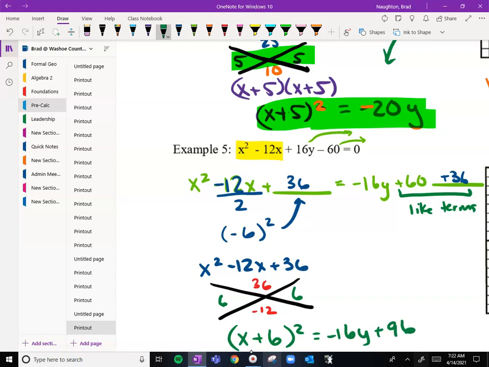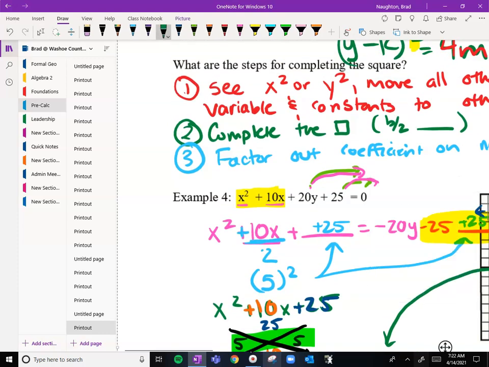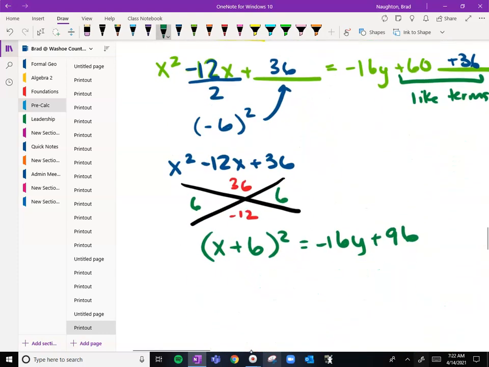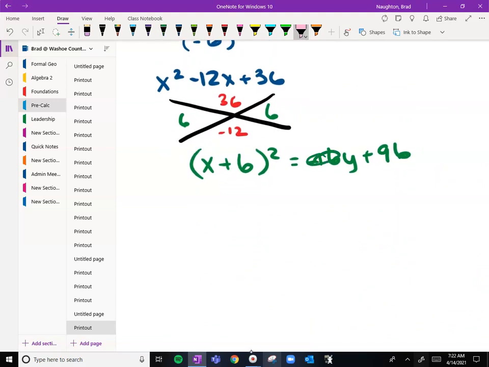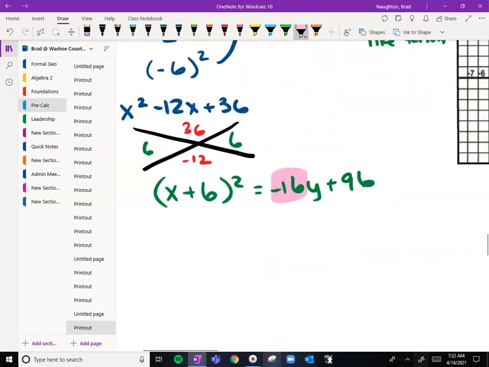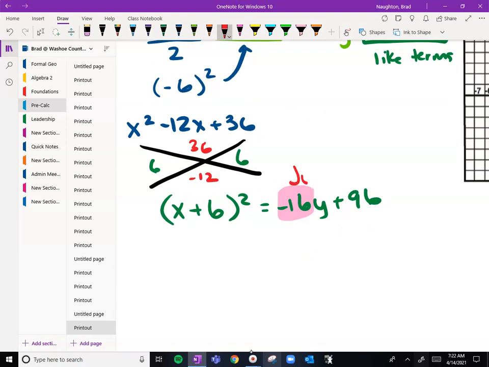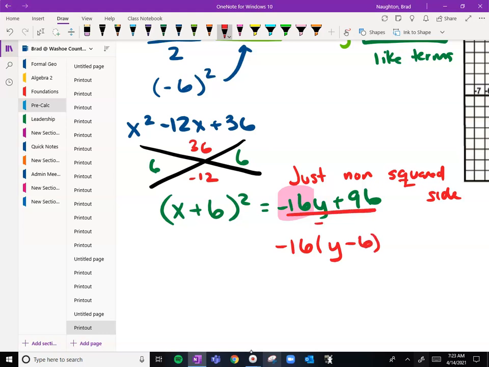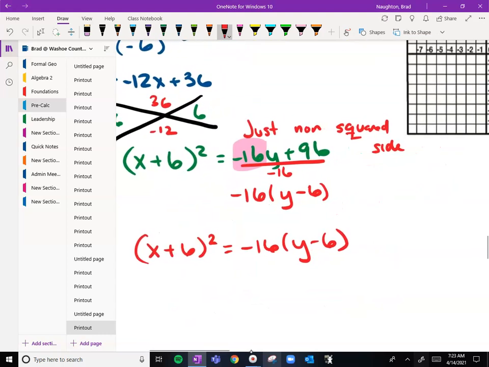Alrighty. So we mentioned that there was going to be some factoring there on step 3. Factor out the coefficient on the non-squared side. So that coefficient is going to be that negative 16. Sorry, I meant to make that my highlighter. There we go. So I'm going to factor out of just the non-squared side. So negative 16, and then that's going to become a y minus 6 because I'm essentially dividing by that negative 16. So I'm going to get x plus 6 squared is equal to negative 16 y minus 6, and there's our equation. So we now know everything we need to know.